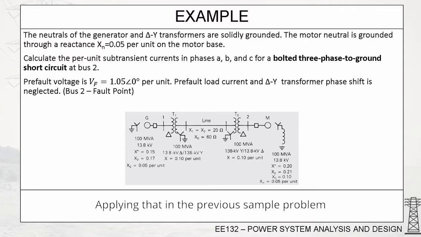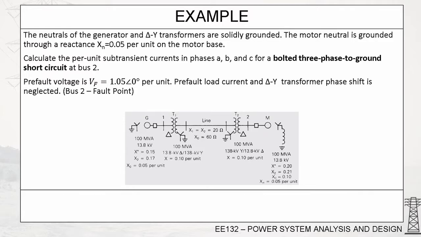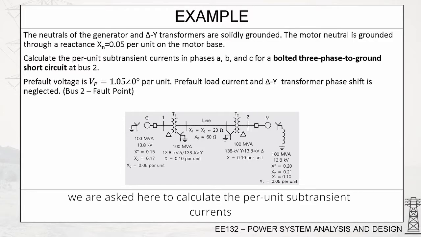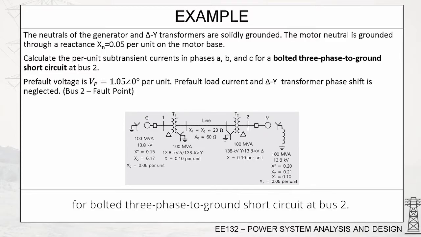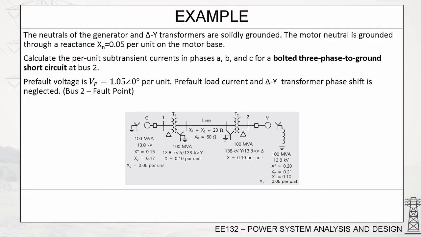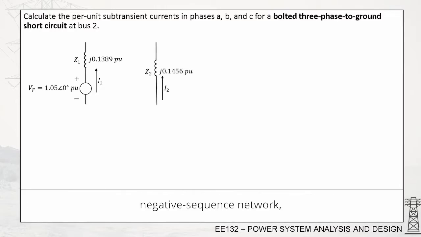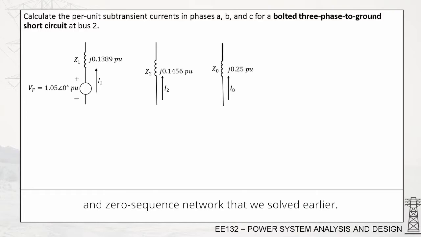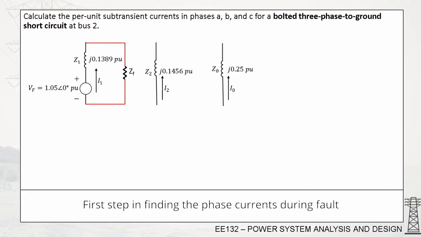Applying that in the previous sample problem, where we solved for the Thevenin equivalent of sequence networks, we are asked here to calculate the per unit subtransient currents in phases A, B, and C for a bolted 3-phase to ground short circuit at bus 2. These are the Thevenin equivalents of the positive sequence network, negative sequence network, and zero sequence network that we solved earlier. First step in finding the phase currents during fault is to solve for the sequence currents.